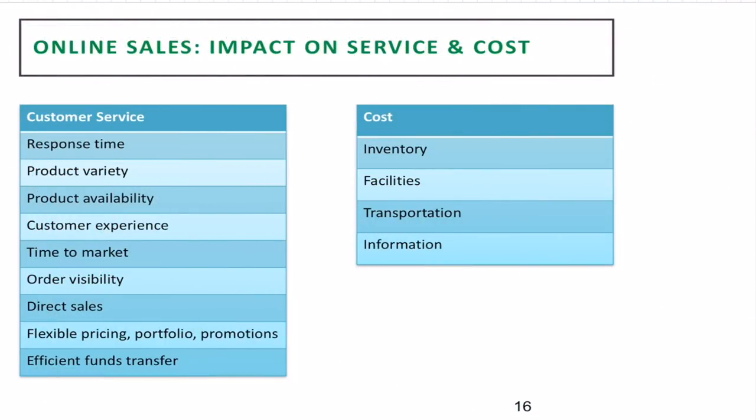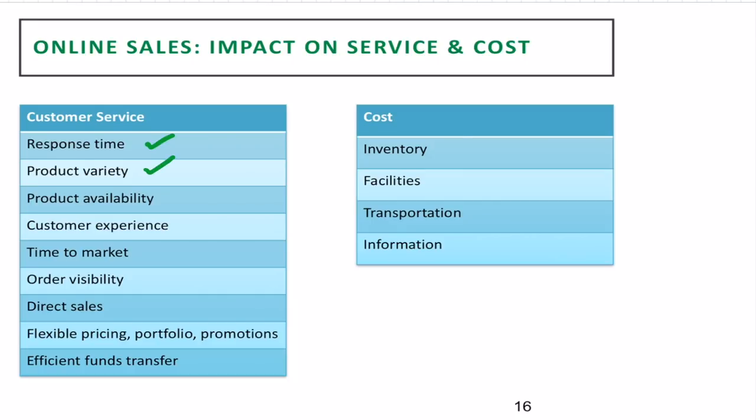So nowadays, online sales have become very important for most of the businesses. So let's look at customer service factors. For response time, if you are downloading a software or electronic or digital book or music or movie, so response time is almost instantaneous. One can do this almost immediately. But for other products, it could take some time, maybe sometimes a single day or several days.